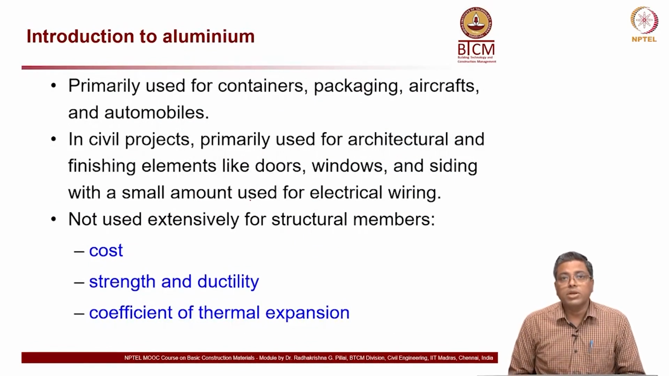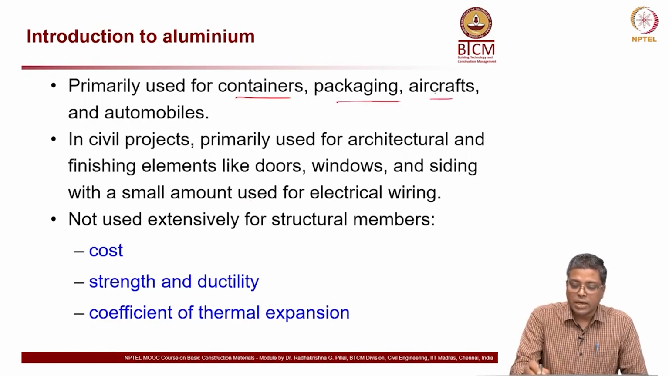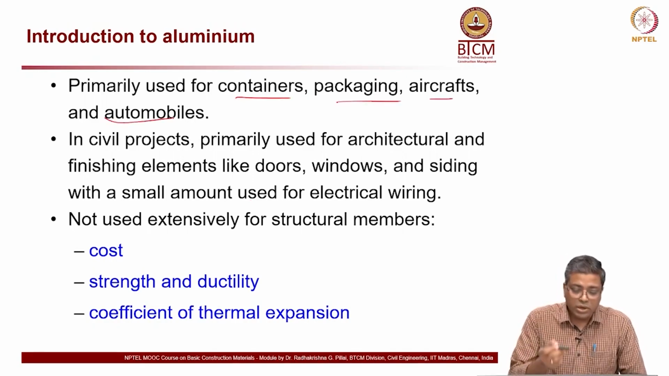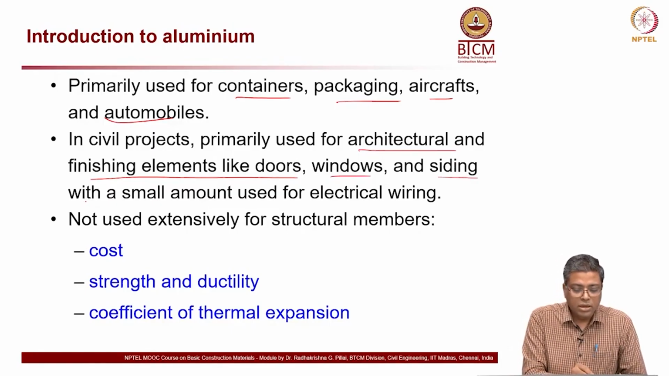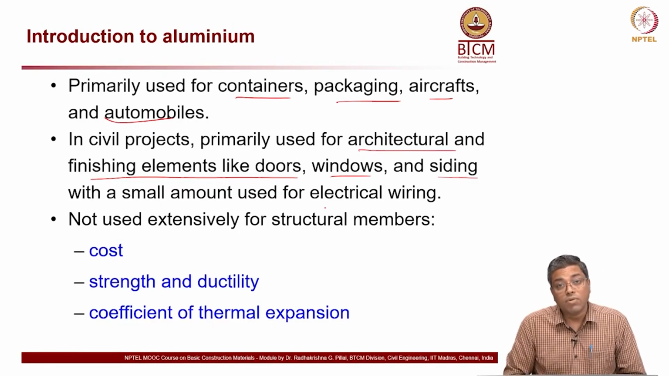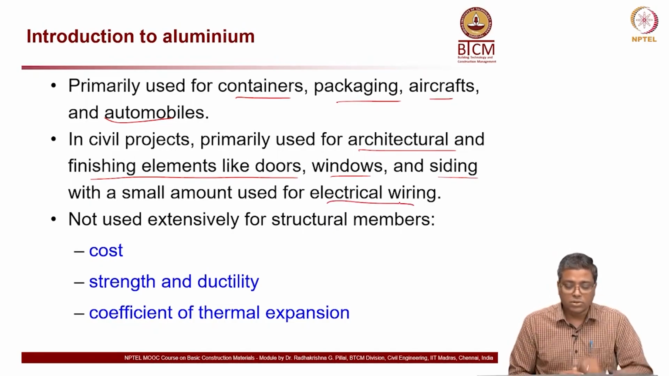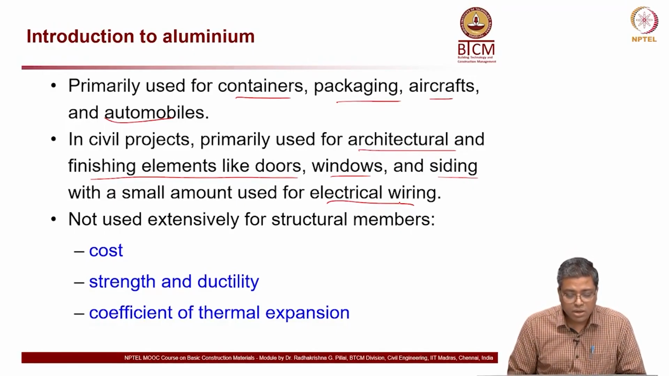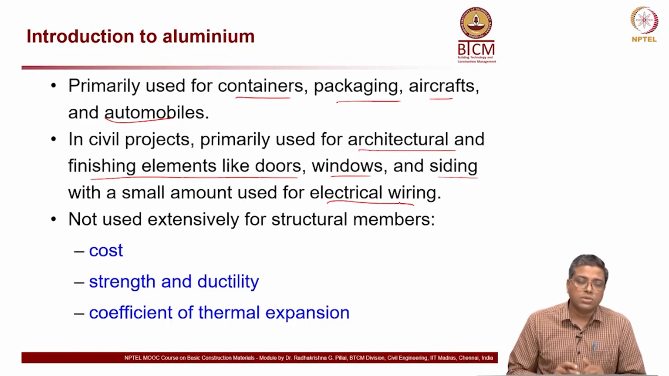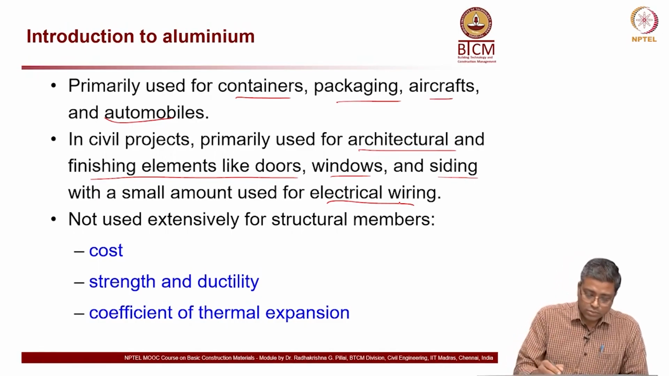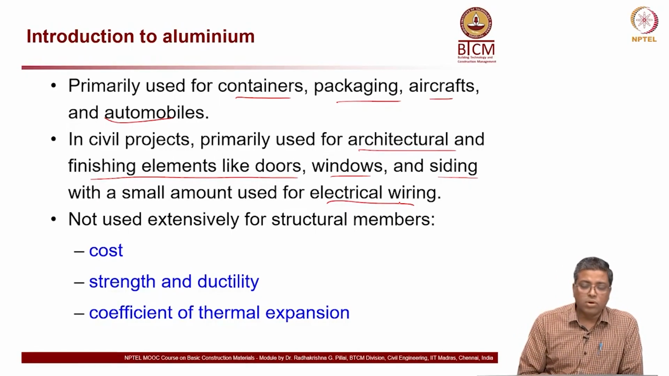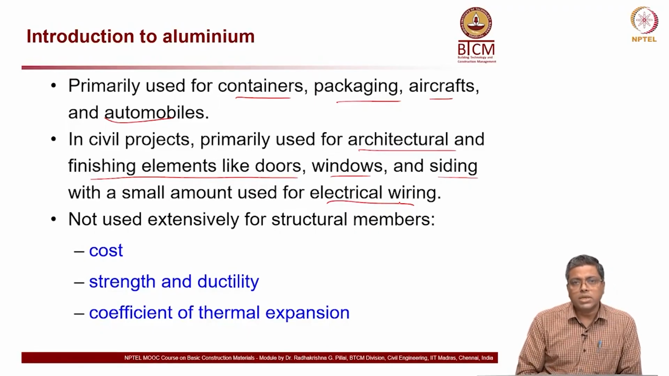Now, primarily aluminum is used for containers, packaging, aircraft, automobiles, etc. Now, in civil engineering, where do we use it? For architectural and finishing elements like doors, windows, siding, with a small amount used for electrical wiring also. Okay. You can see that is also there, but volume wise, electrical wiring may not have significant volume, but other elements like doors, windows, there is a large quantity of aluminum being used.